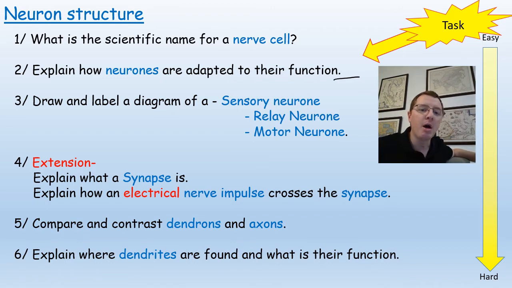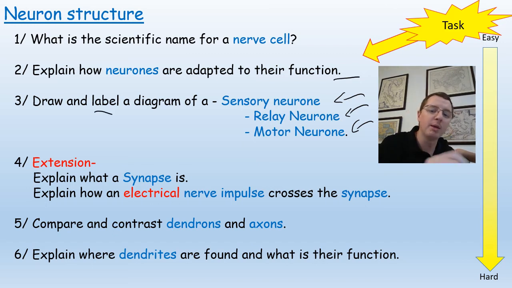Draw a diagram of these 3 cells. Well, I hope you tried this. Go back in the video and look at the diagrams we've already got. But in your diagrams, make certain you've labelled them. So we'd like to see the 3 basic parts of an animal cell labelled: the cell membrane, the nucleus, the cytoplasm. But we also need to label the dendrons and axon in a sensory neuron.